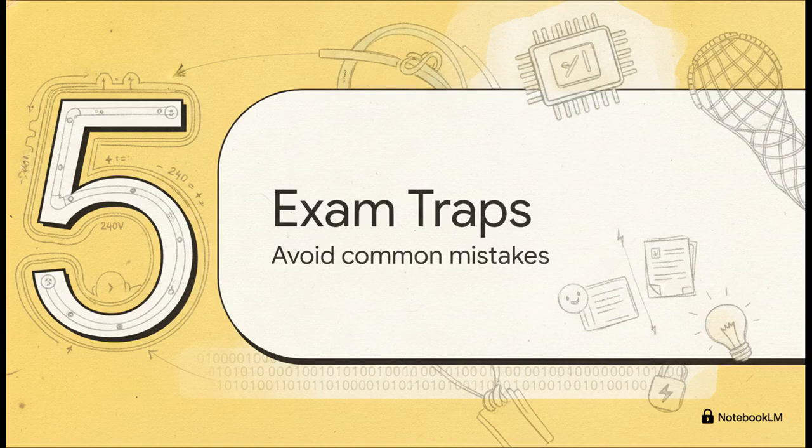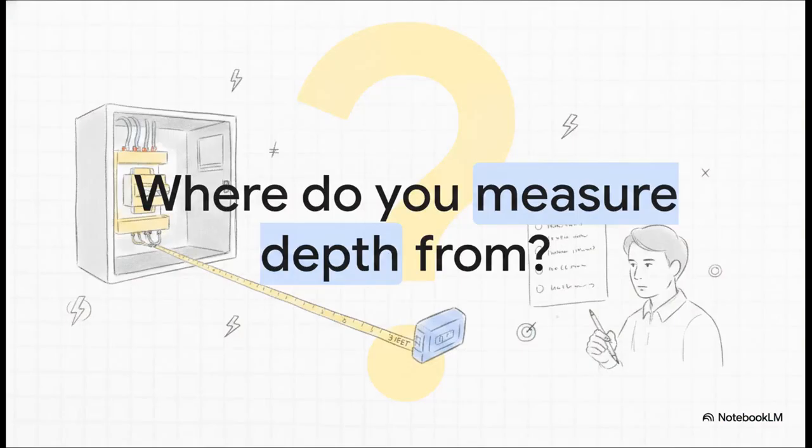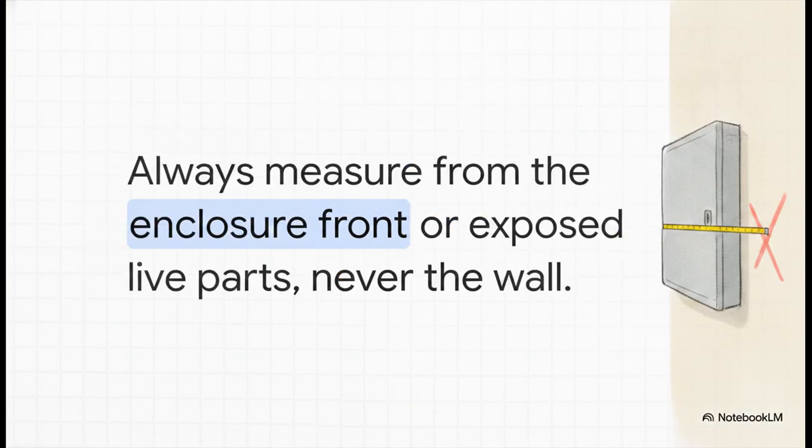And finally, we made it to part 5, exam traps. Picture this. You're sitting in the exam room. You get a question about working space depth, and you confidently remember the 3-foot rule we just went over. But you look down, and the multiple choice options don't just ask for the distance, they're asking where the tape measure actually starts. Here's the secret. The correct answer is always that you measure from the exposed live parts if they're exposed, or from the front of the enclosure if they're enclosed.